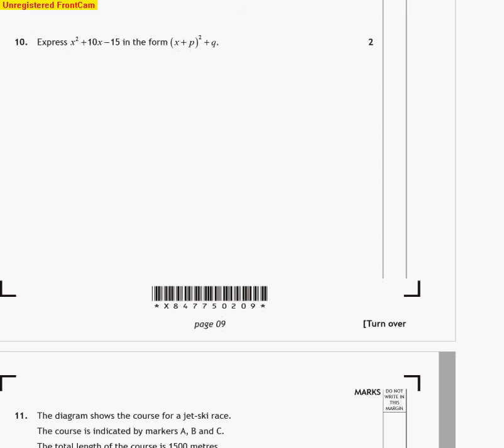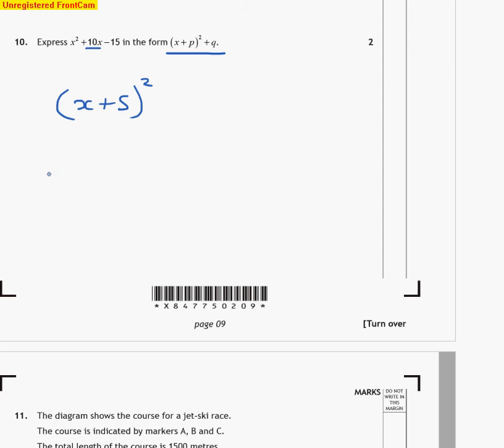Question 10. Express this in the form of this. So we should identify this as completing the square. Some completing the square questions can be quite tricky. This one's actually reasonably straightforward. And again, it is quite easy to know if you get the right answer because you can always double check by expanding the bracket. So (x + p) squared. Let's do that bit first. The first step in completing the square is to half this number. So we're going to do (x + 5) squared. Now, I know that's my first move.